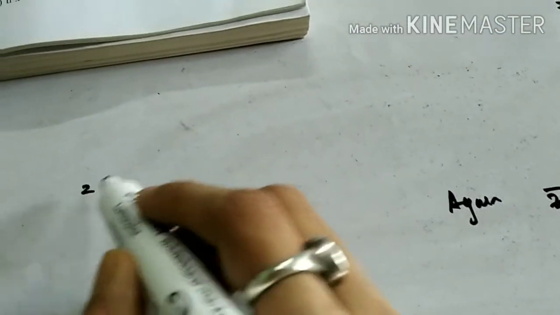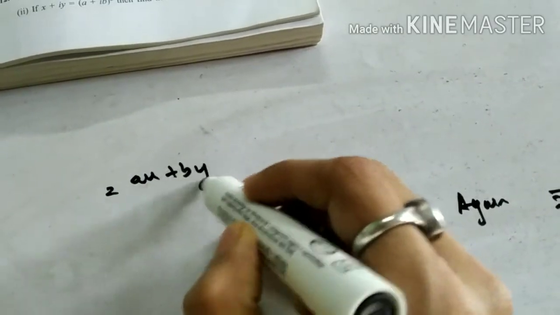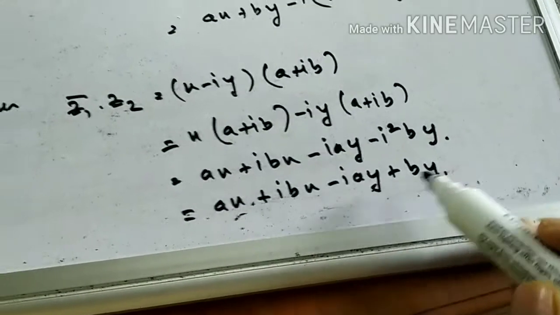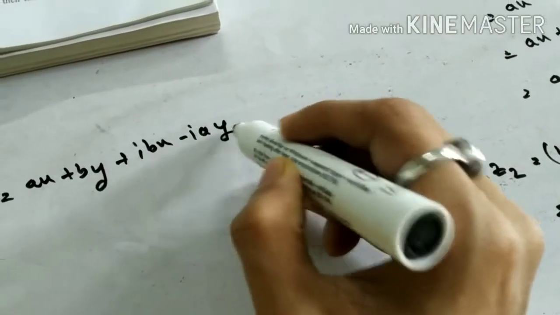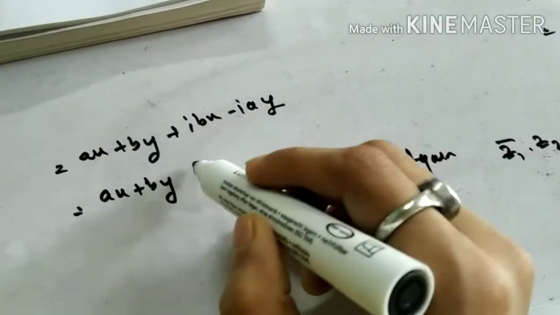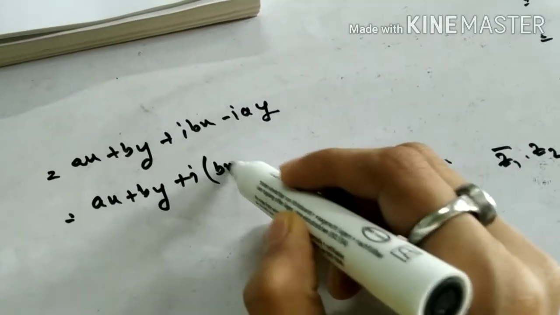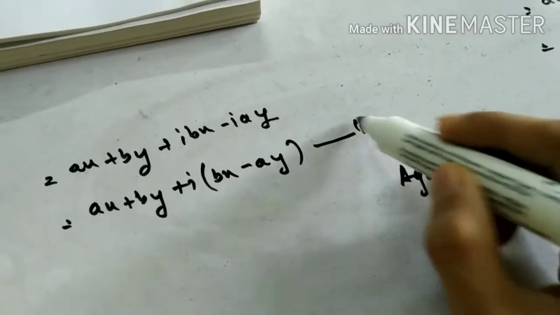Again we can write it as ax plus by plus ibx minus iay. So ax plus by plus i common, bx minus ay. This is our equation 2.